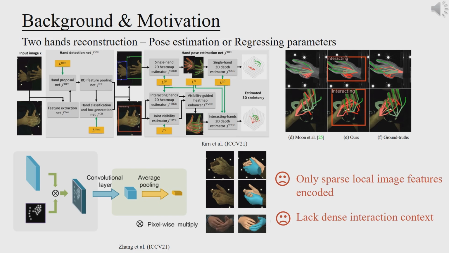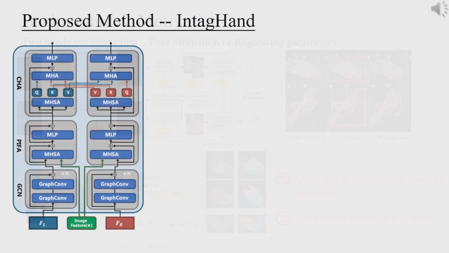In contrast, it is natural to build dense correspondence between images and meshes on hand surface vertices. Directly estimating vertex coordinates using a graph convolutional neural network has been proved effective in single-hand reconstruction, but it has not been demonstrated in two-hand reconstruction. Hence, we propose IntagHand, the first two-hand reconstruction method using a graph convolutional neural network.